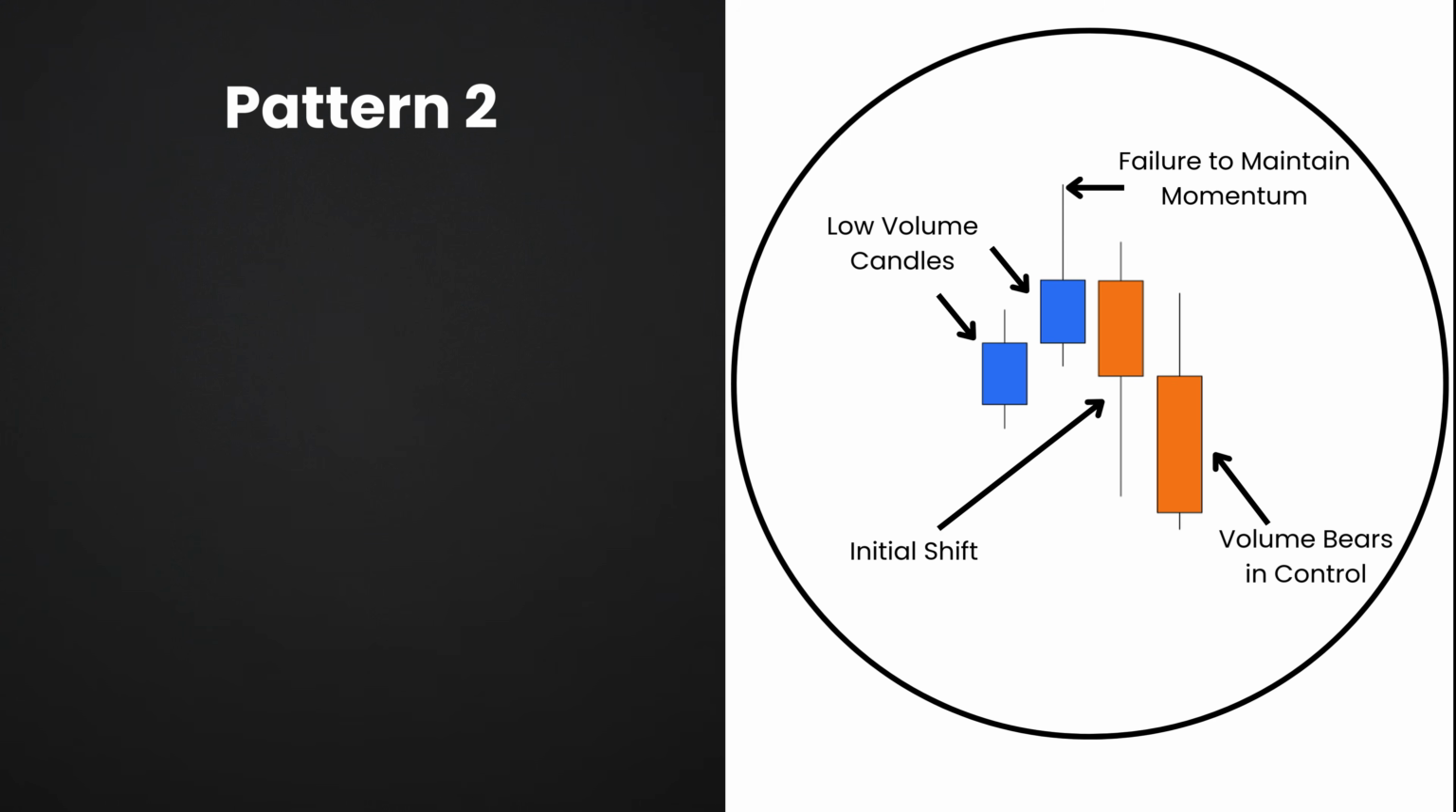This tells me buyers tried to move price higher and failed, and that failure is information. When momentum cannot continue, control usually shifts, and this is where high probability reversals are born.